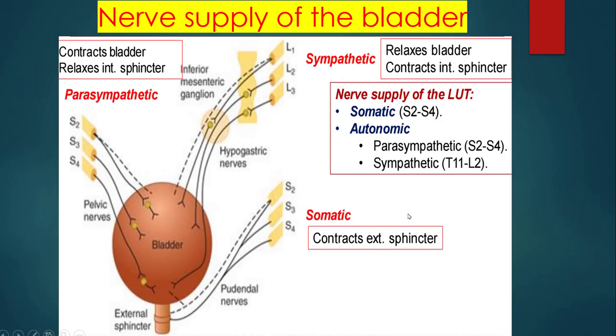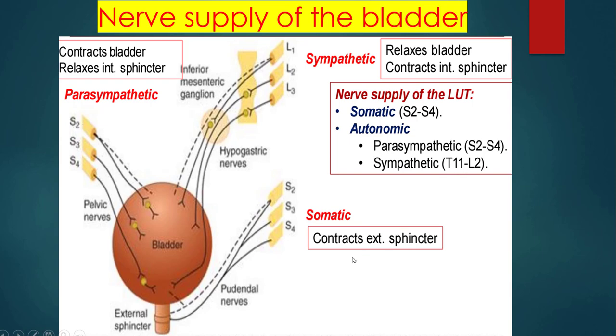The urinary bladder is supplied by the somatic nervous system, and these fibers originate from the sacral S2 and S4, and by the autonomic nervous system, parasympathetic and sympathetic. The parasympathetic roots originate from S2 sacral plexus and S4, and the sympathetic roots arise from T11 to T12.